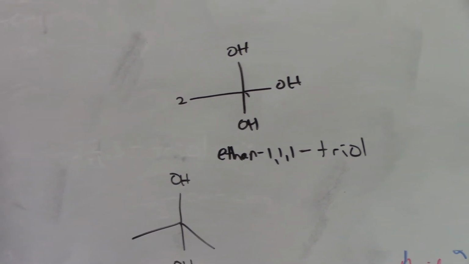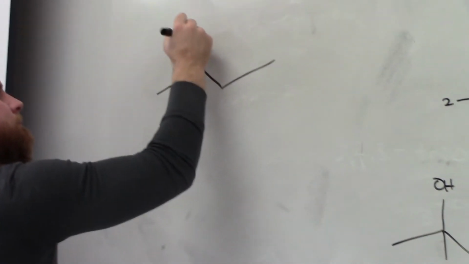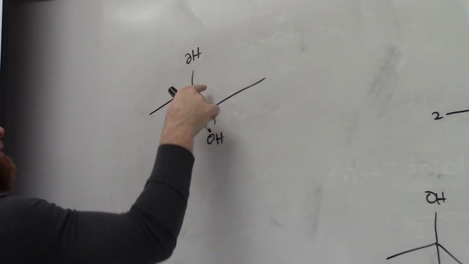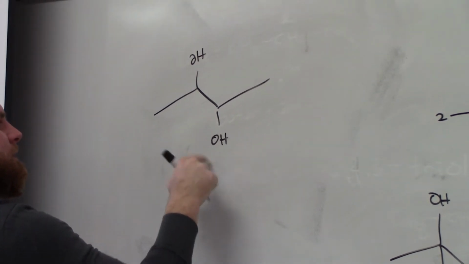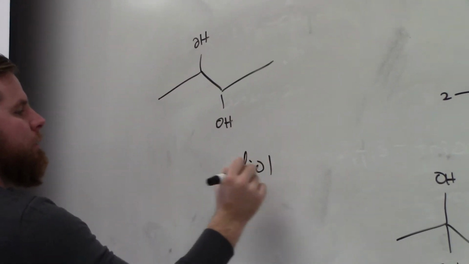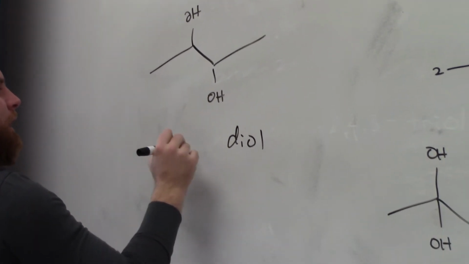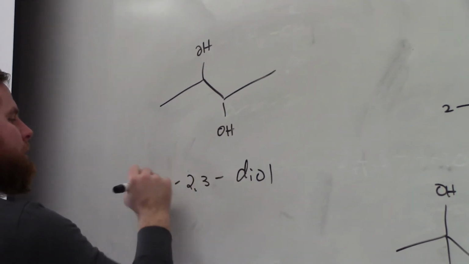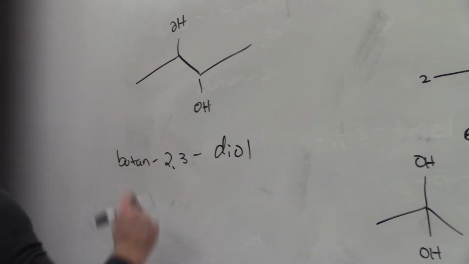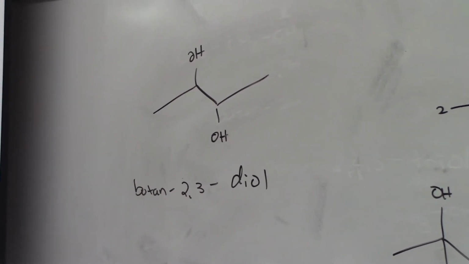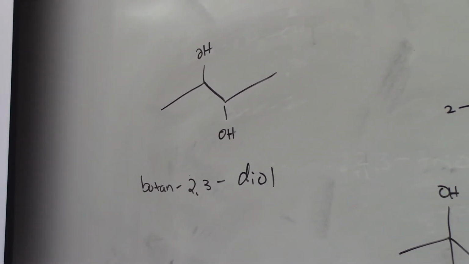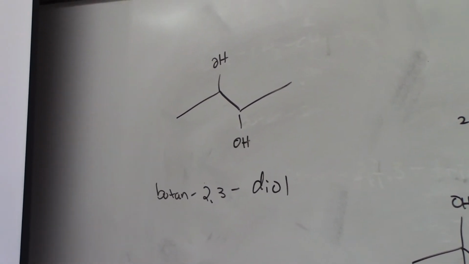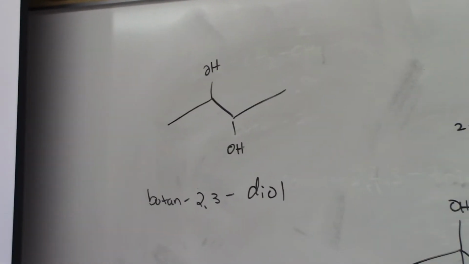And last one. Okay, so 1, 2, 3, 4. This is a diol. There's 2 alcohols or hydroxyl groups. Carbon 2, carbon 3. So 2, 3. Butan-2,3-diol is how we would name that. So those are general naming rules for alcohols.